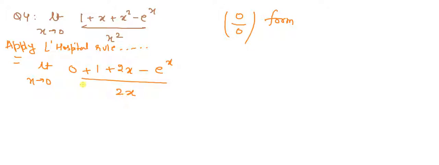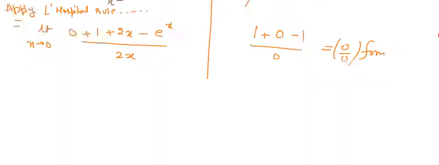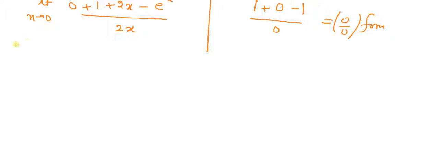Again you put the value x tends to 0 in the function, and then you will see what? (1 plus 0 minus 1) whole divided by 0. Again it is 0 by 0 form. So you need to apply L'Hospital rule again. Let's apply L'Hospital rule to this question again.